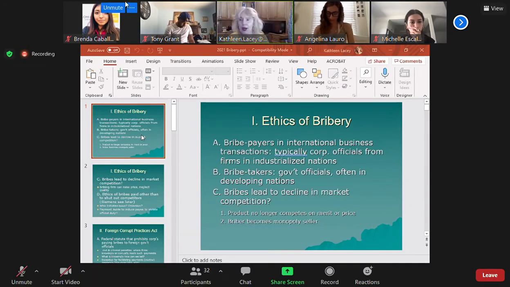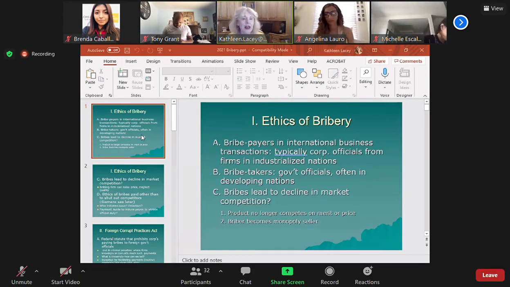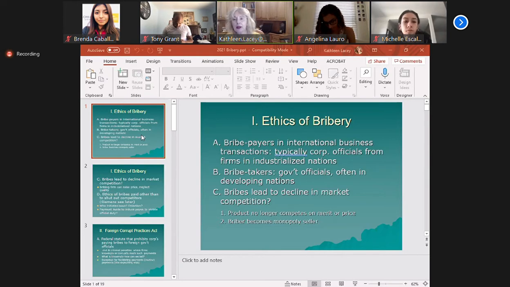Definitions, I guess, is what I would say, right? Of who is the bribe payer and who is the bribe taker. One of the things I wanted to point out that I may not have pointed out as clearly as I should have is that there are many statutes against taking bribes that focus on government officials that take the bribes, including our own.